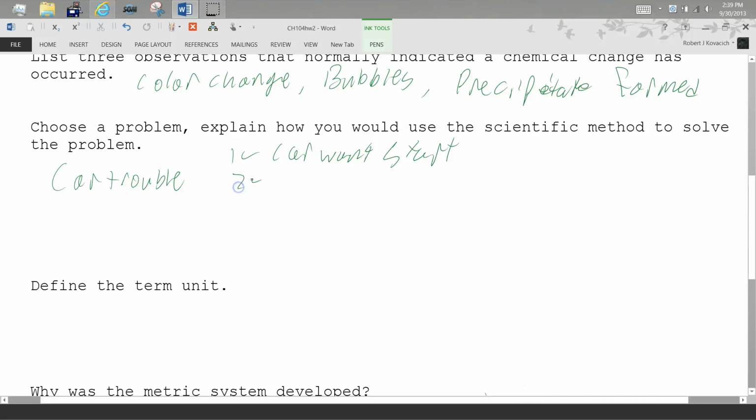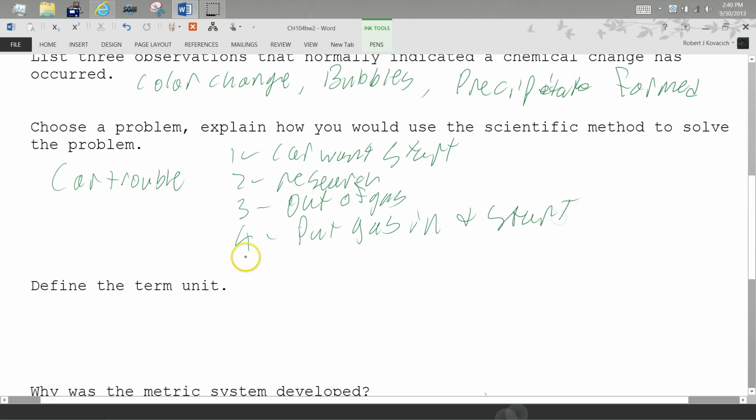So if the car doesn't start, then maybe you can research why that particular thing is happening, and then you can use the hypothesis, like maybe I'm out of gas, and then you can put gas in it, right? Yeah, test it. And then, did it work or not? And if it didn't work, then maybe you need to go back and do more research, come up with a different hypothesis, and then test that.